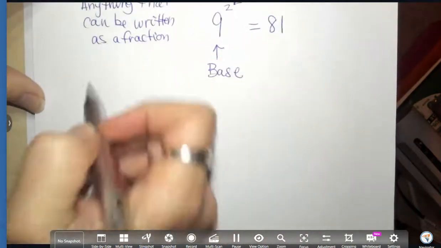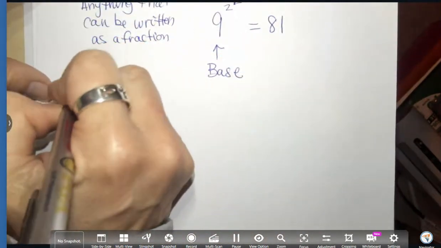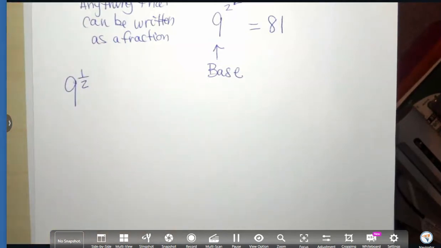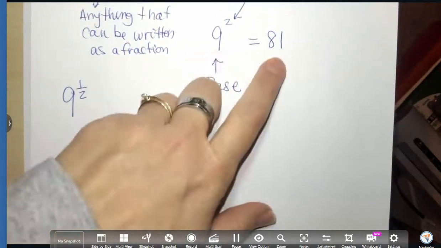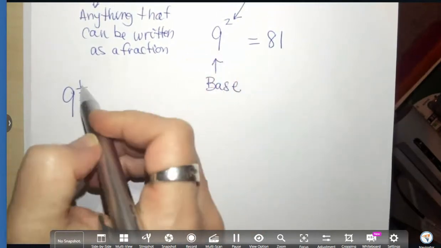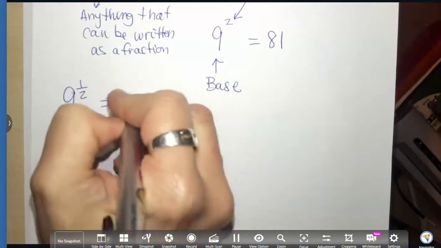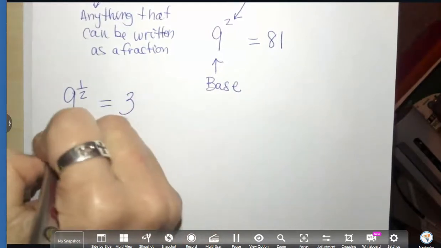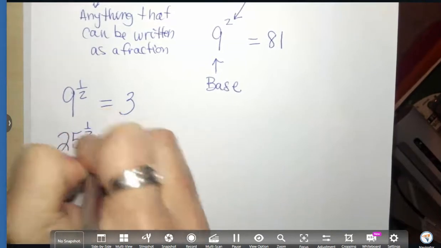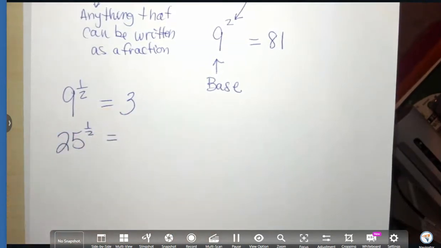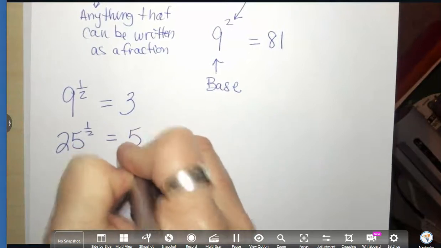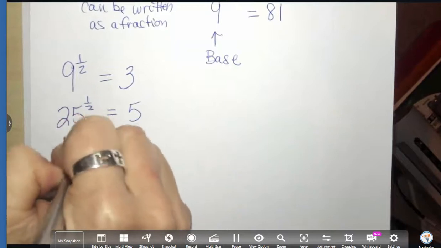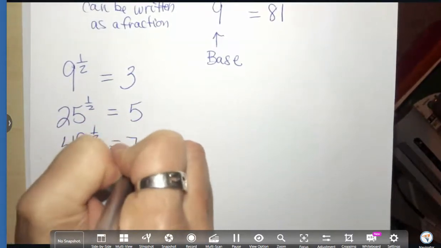So if I think about something that looks like this, 9 to the 1/2 power. Well, 9 squared was 9 times 9. So 9 to the 1/2 power, well, that's equal to 3. And let's think about 25 to the 1/2 power. Well, 25 to the 1/2 power is equal to 5. And 49 to the 1/2 power is equal to 7.